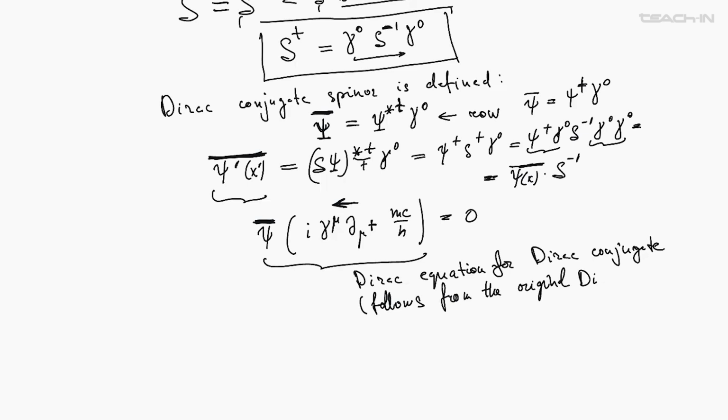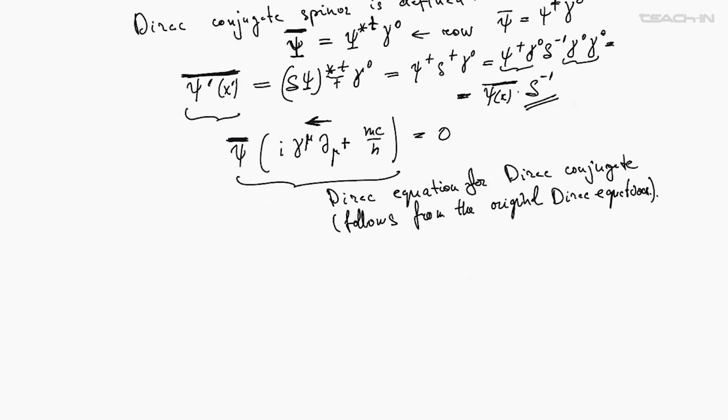And then you can independently check, of course, that this equation for the Dirac conjugate spinor remains Lorentz covariant, exactly due to the property that under Lorentz transformations, this Dirac conjugate spinor transforms by multiplying with matrix S minus 1 from the right.